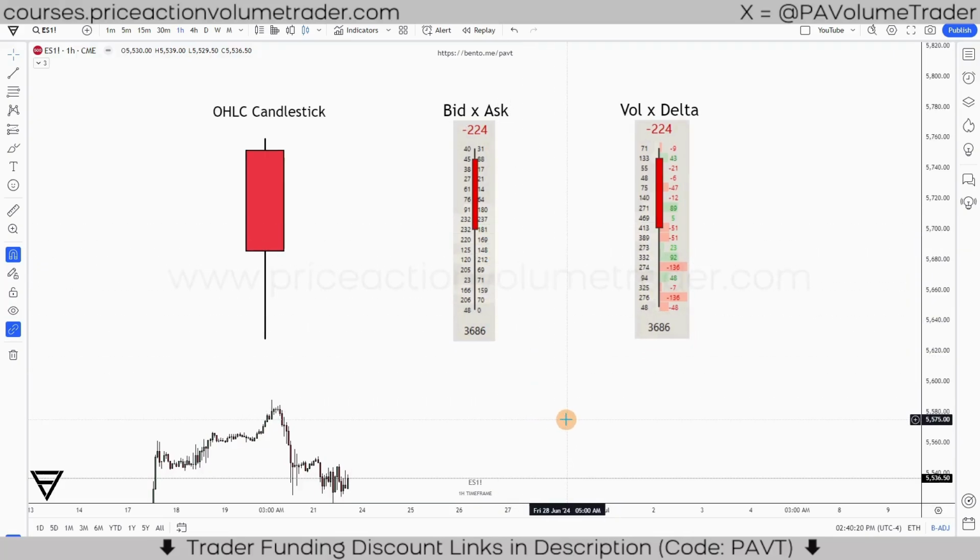We're going to do a quick summary overview again of the footprint charts and of the two different ways that I look at them, and also why this tool is going to be so useful.